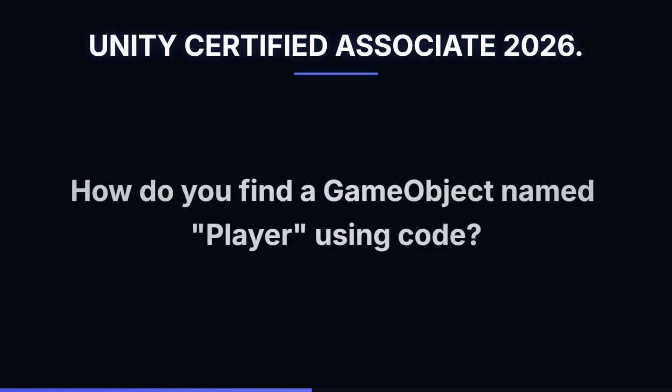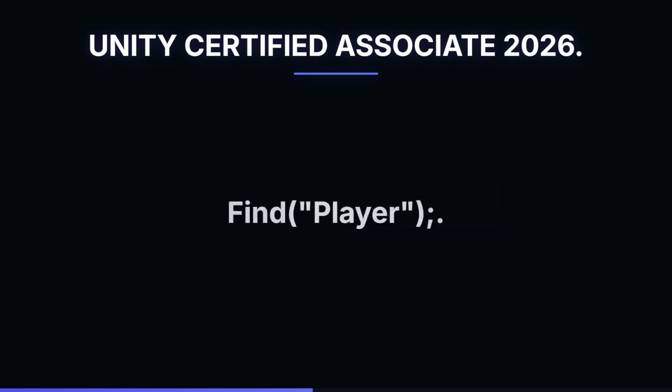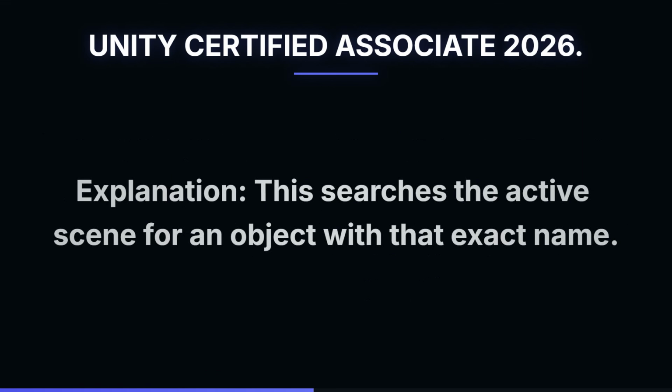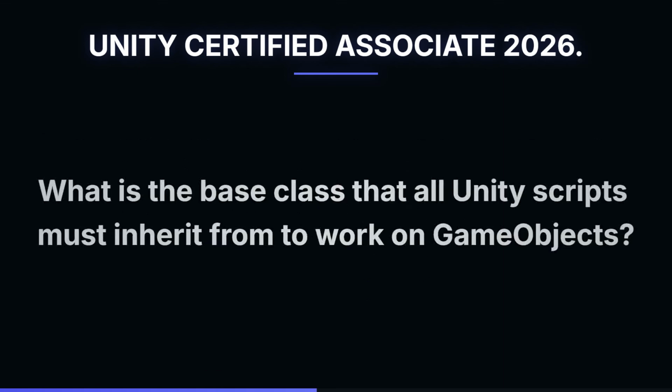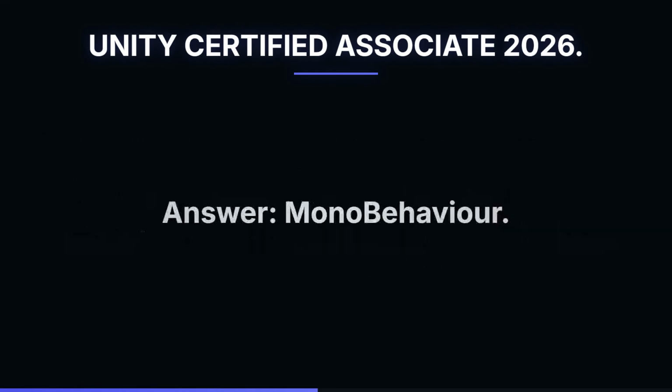12. How do you find a game object named Player using code? GameObject.Find("Player"). Explanation: this searches the active scene for an object with that exact name. It is slow, so don't use it in Update. 13. What is the base class that all Unity scripts must inherit from to work on game objects? Answer: MonoBehaviour.